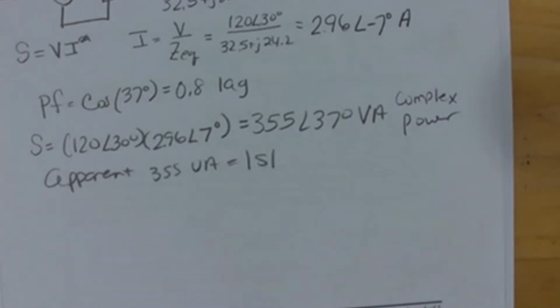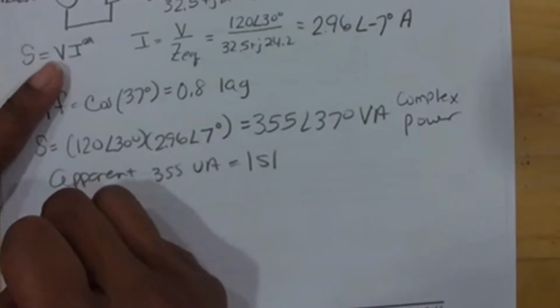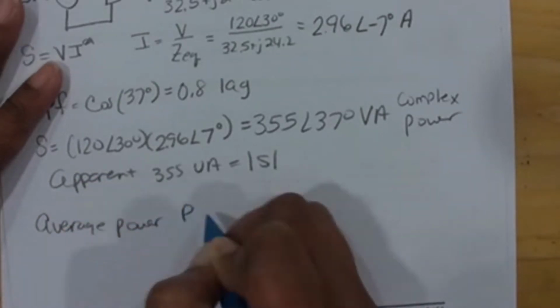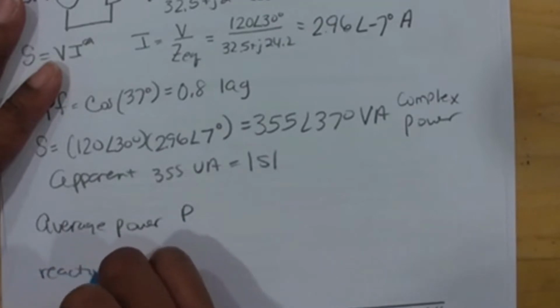Last thing we're going to do is I want you to find P and Q for the circuit. Find P and Q for the source. And that's where we'll stop today. Find the average power P and find the reactive power Q.